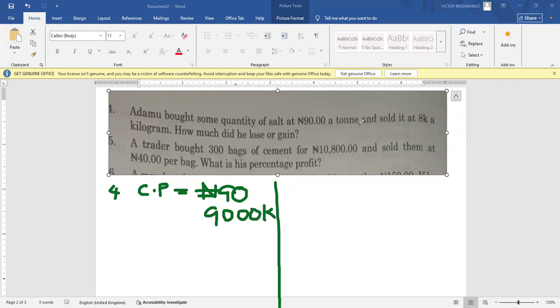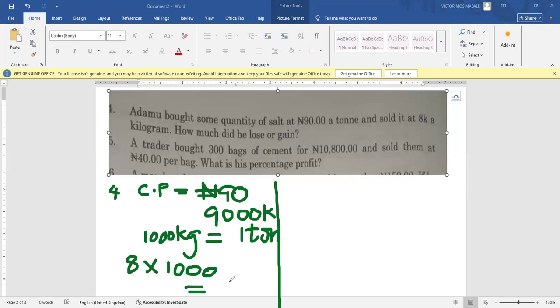Okay, and then he said, and sold it at 8 kobo a kilogram. Don't forget he bought some quantity of salt at this ton. So the whole ton. Don't forget 1,000 kilograms is equal to 1 ton. So I decided to convert to kobo because it's a smaller unit. If he sold it at 8 kobo a kilogram, it means that for 1,000 kilograms, it will be 8 kobo times 1,000. Because 1 kilogram is this, so 1,000. So I'm going to be having it as 8,000 kobo, right?